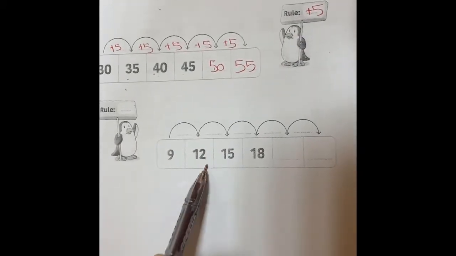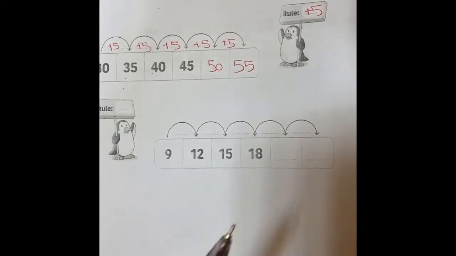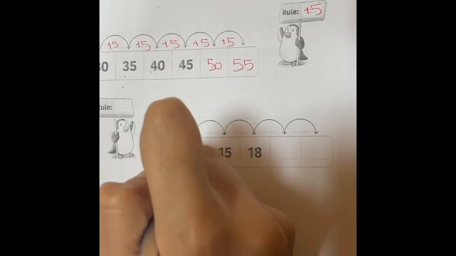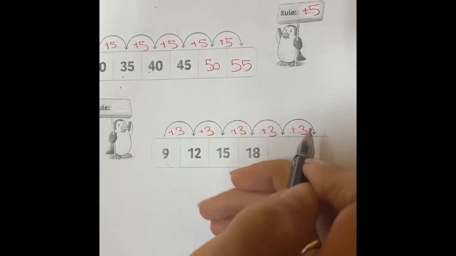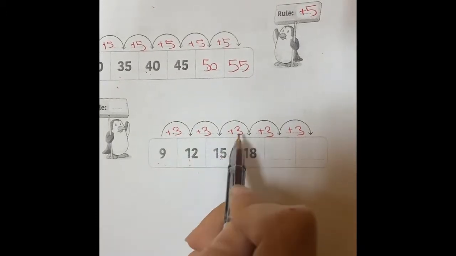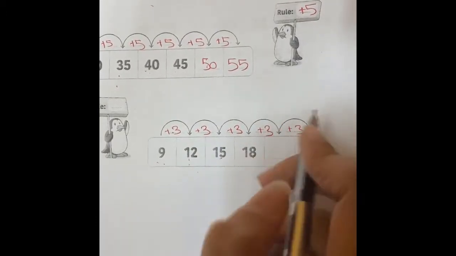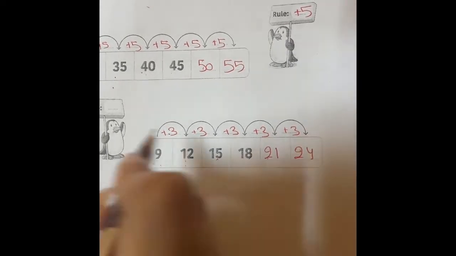Here also the number is getting bigger. It was 9, it becomes 12, 12 minus 9 equals 3, so we are adding 3 each time. 9 plus 3 equals 12, 12 plus 3 equals 15, 15 plus 3 equals 18, 18 plus 3 equals 21, 21 plus 3 equals 24, so the rule is plus 3.